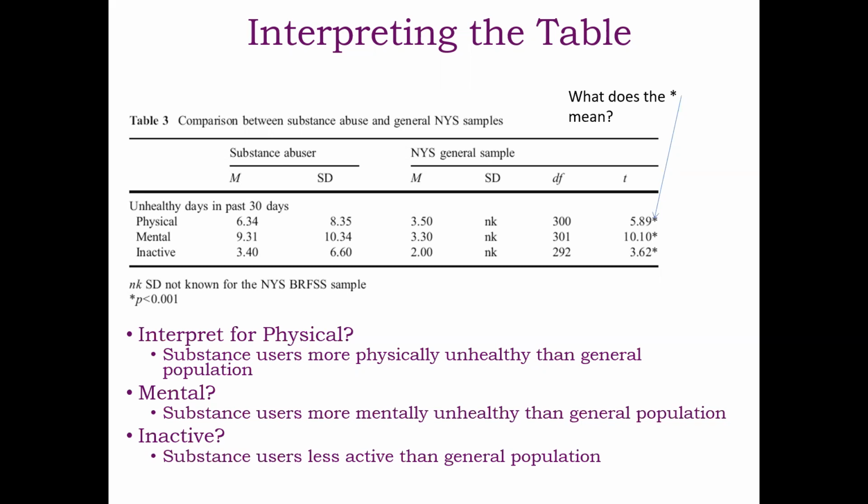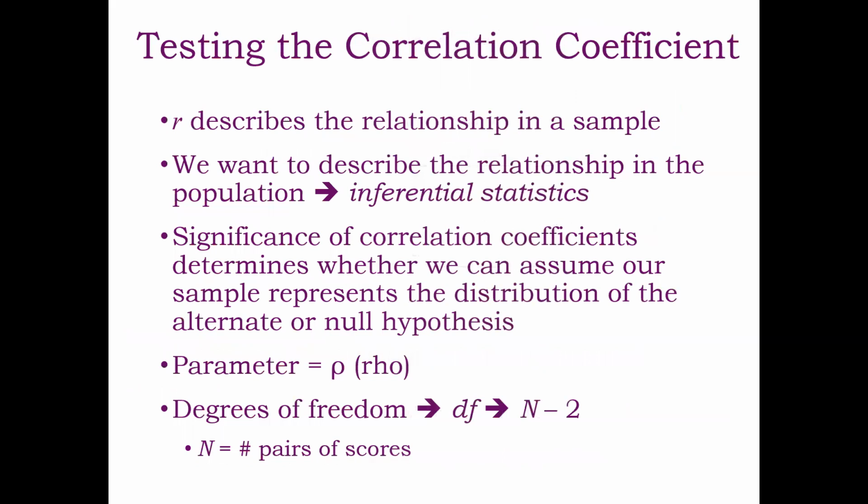All right, so what about testing the correlation coefficient? As you know, Pearson's r describes the relationship in a sample. We want to know if this applies to the population. We are interested in populations, not samples, so we're going to use inferential statistics. The significance of that correlation coefficient determines whether we can assume our sample represents the distribution of the alternative or the null hypothesis. So our parameter is rho, and remember, degrees of freedom for correlations is n-2, because that's pairs of scores.